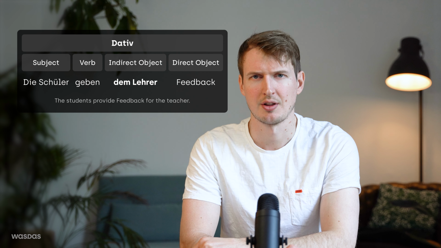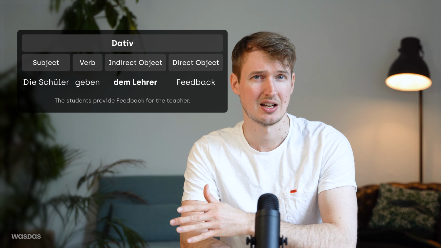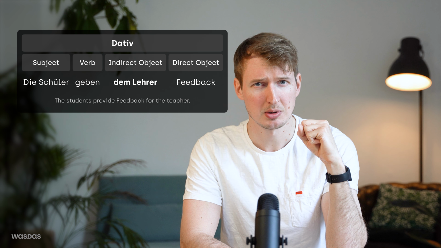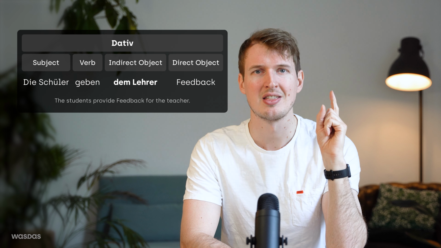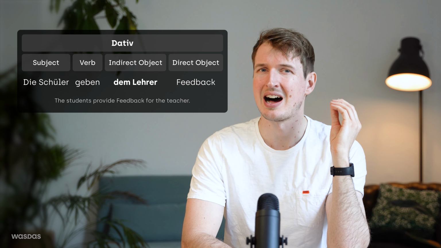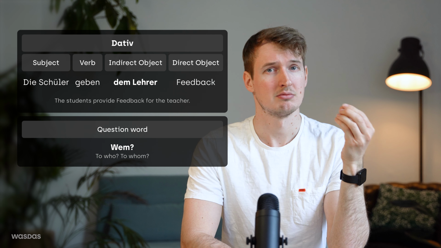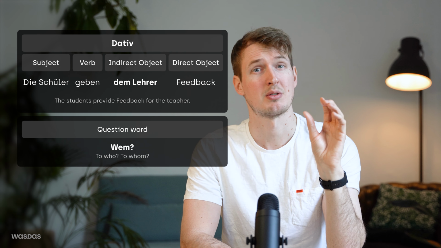Let's take a look at sentence number 3. The students provide feedback for the teacher. Die Schüler geben dem Lehrer Feedback. Why do we say dem Lehrer here and not den Lehrer? Is it because Germans are mean and they want to make it unnecessarily complicated? Maybe. But another reason might be that dem Lehrer is not the direct but the indirect object. The indirect object is not directly affected by the verb but rather answers to the question to whom. In this case, to whom do the students give feedback? The teacher. Dem Lehrer. And for the dative, masculine nouns always change from der to dem. Alright, only one more sentence to go.